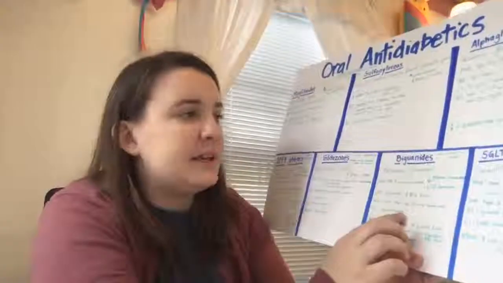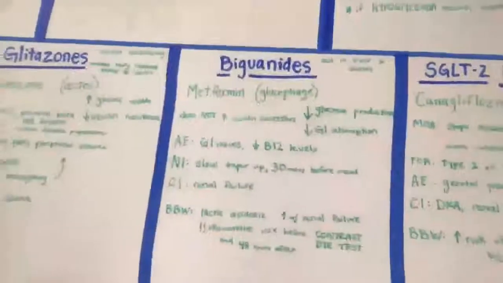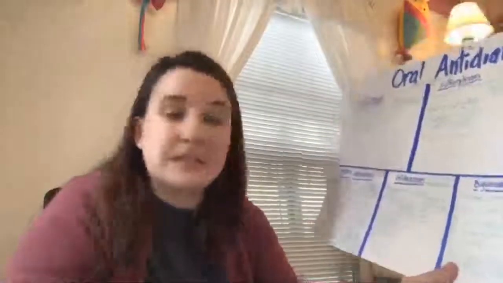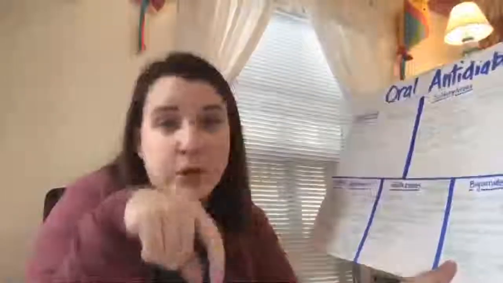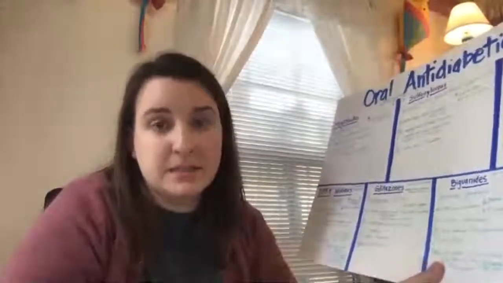The next category and the second last we're going to talk about are the biguanides. I can never say that. The drug here is Metformin. That's the generic name, and the brand name is Glucophage. This drug is going to act in the liver and in the tissues. It does not increase insulin secretion, but it's going to lower glucose production and lower GI absorption. So the adverse effects are going to be GI issues and possibly a decreased level of B12 absorbed in the body, vitamin B12.